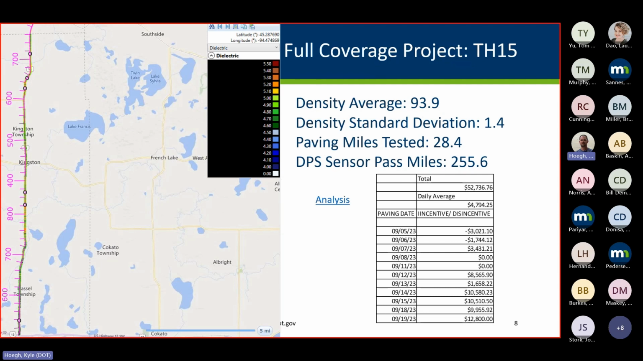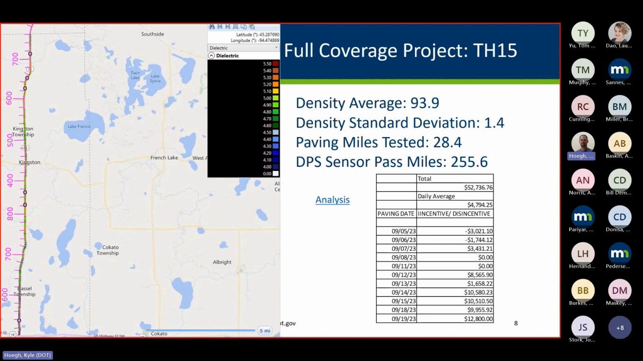So we're paying $52,736 on this Highway 15 project just based on the cores. The idea is to take these projects where we have all this full coverage data and ask, what are we paying based on this limited core information, but what could we be doing from a performance perspective with all this full coverage data that we're collecting on these projects?